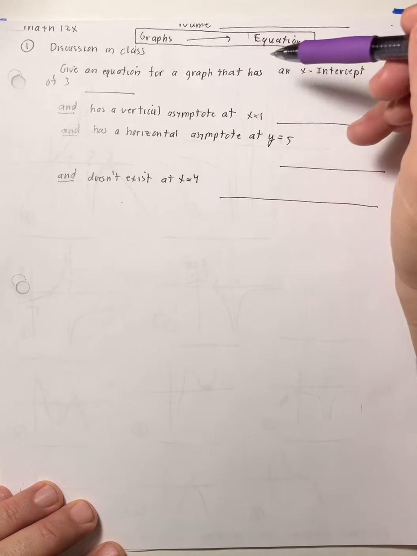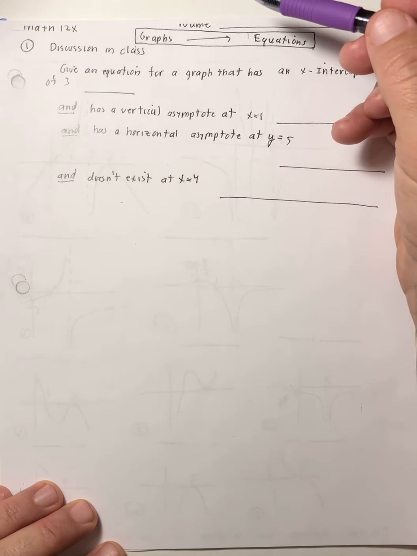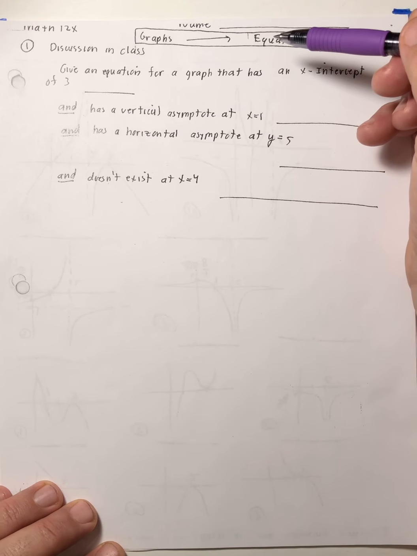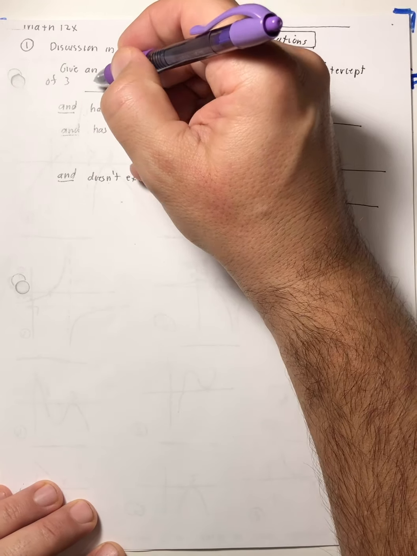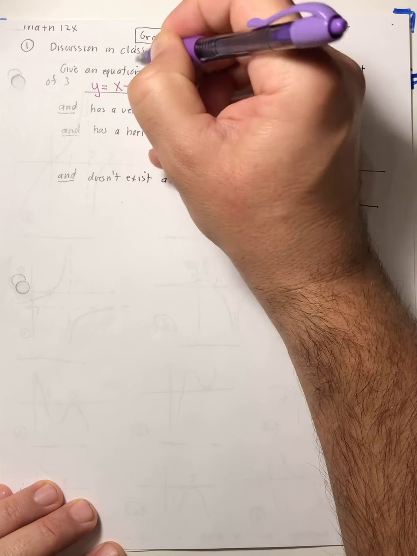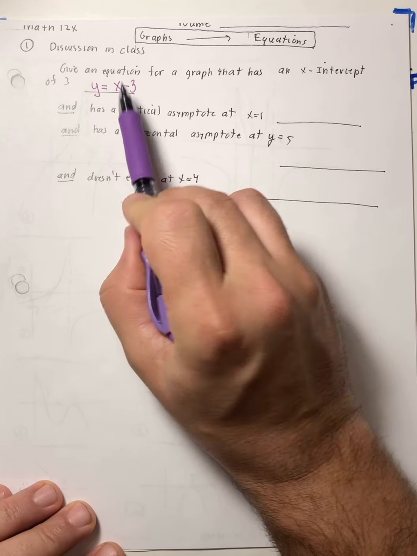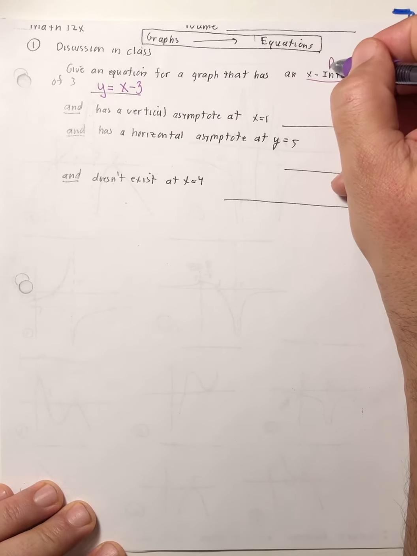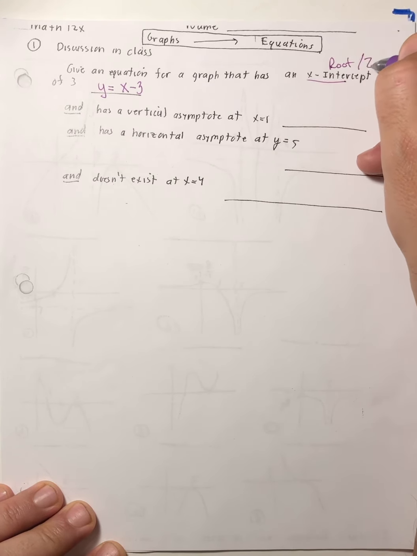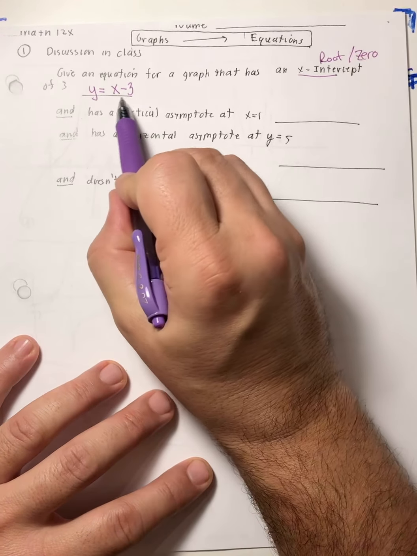Give me an equation for a graph that has an x-intercept of 3. That's right, all you're going to say is y equals x minus 3. So there we have an x-intercept of 3. Remember, x-intercept is root or 0. Okay? So that's y equals x minus 3.